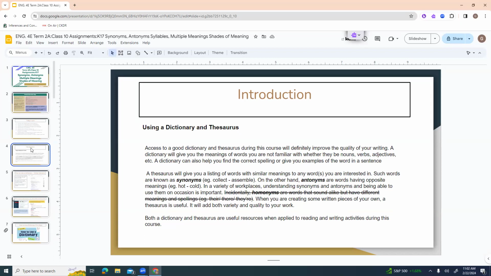Now, there's a line in your unit that I've crossed out, which says, incidentally, homonyms are words that sound alike but have different meanings and spellings. I've crossed that out because there's a lot of controversy over the word homonyms, and some people think it means one thing, and some people think it means something else. So I'm going to just eliminate it here, and we will talk about it when I get to homophones and homographs, okay? When you are creating some written pieces of your own, a thesaurus is really useful. It will add both variety and quality to your work. So these are both useful resources. We want to make sure you understand how to use them because a lot of times it's easy to skip over using them when we're in a hurry.